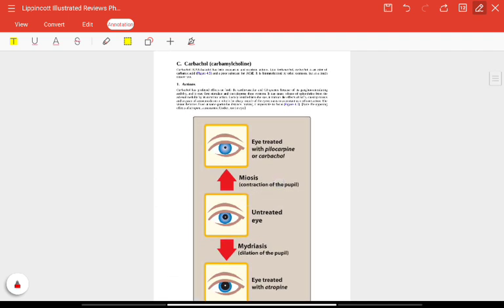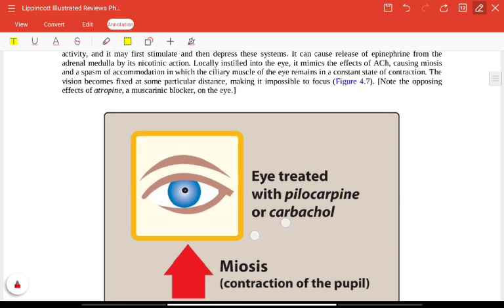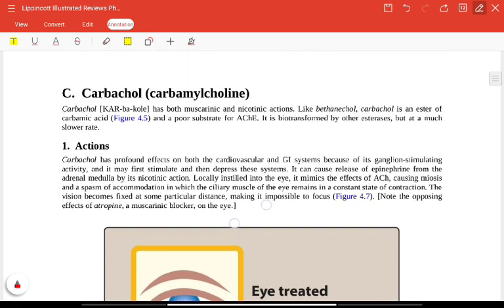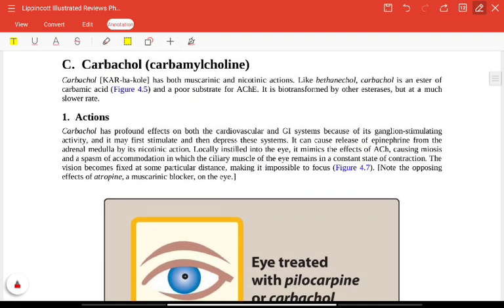The next drug we are going to study is Carbachol. Carbachol has both muscarinic and nicotinic actions. Carbachol is also an ester of carbamic acid such as Bethanecol. Now actions: it has cardiovascular actions and on GI systems. It will cause the release of epinephrine from the adrenal medulla by its nicotinic actions.